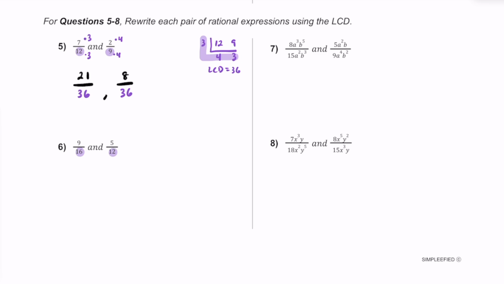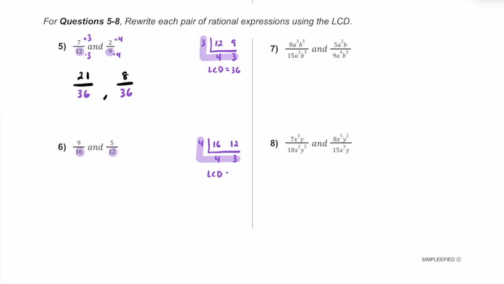Let's see if we can rewrite them so that they have the same denominators. So let's see, 16 and 12, they have a 4 in common. 4 goes into 16 4 times. 4 goes into 12 3 times. So we can see what the least common denominator is going to be.